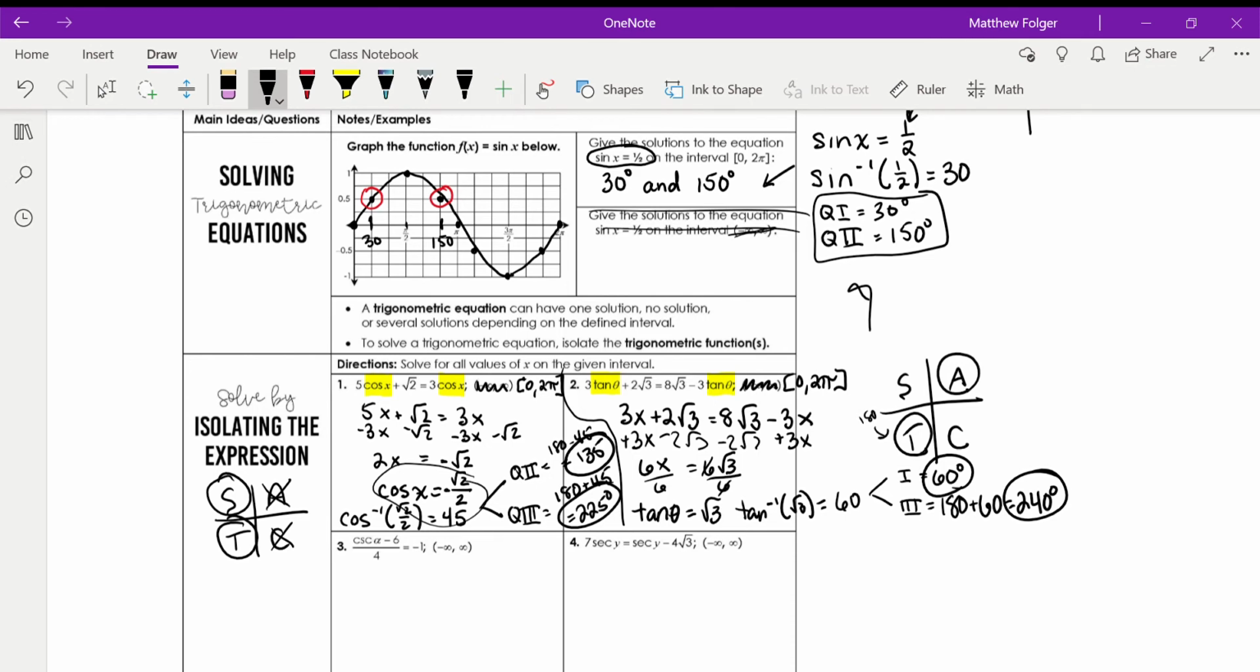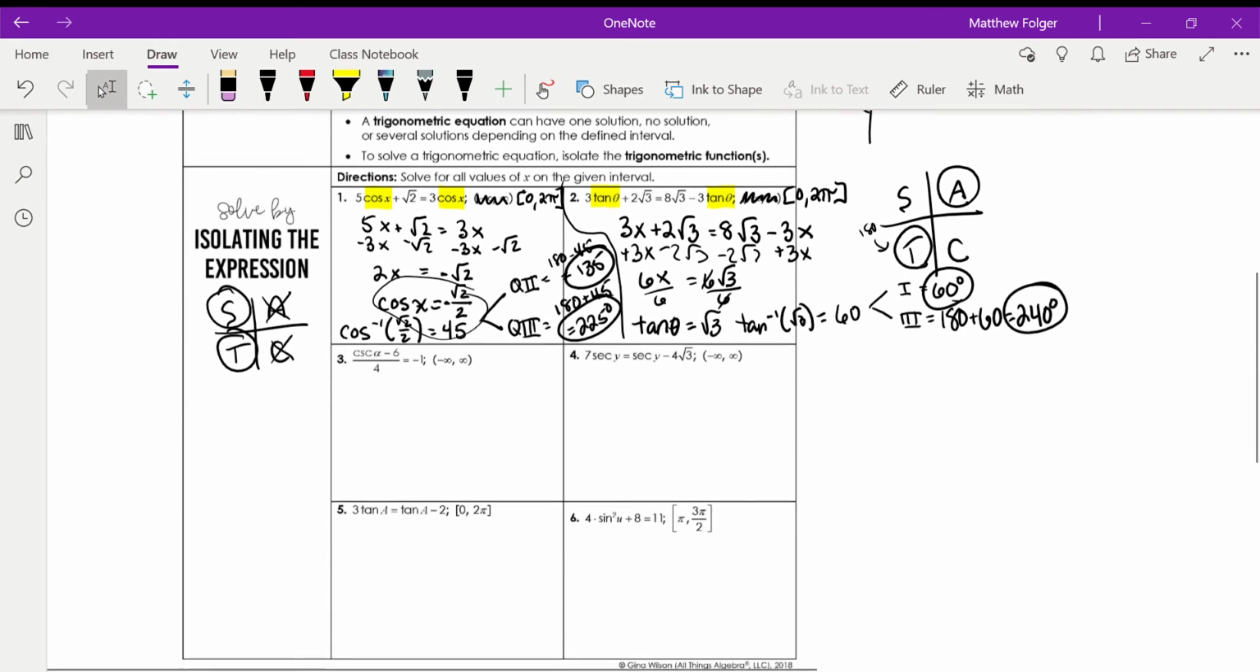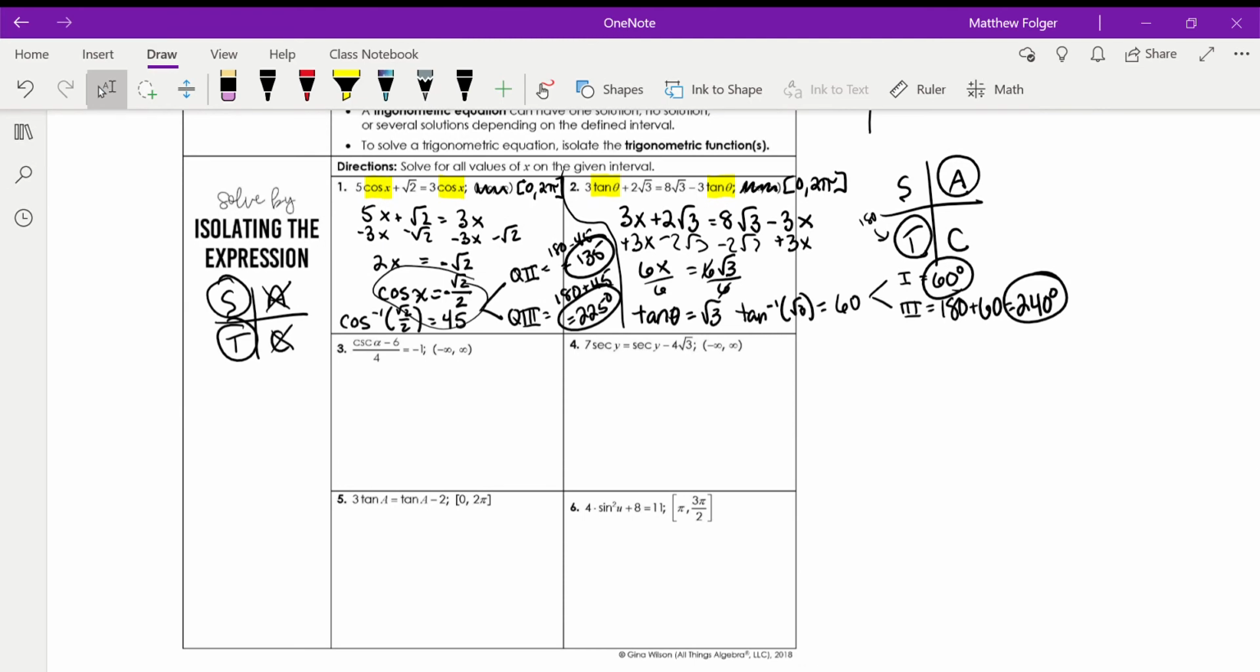All right, so solving these, you isolate the expression. Basically, you get the tan of theta, you combine them, and then you get it by itself on one side of the equation. And the easy way to think about that is just think of the whole thing as the variable x and then put it back in. So let's do one more.